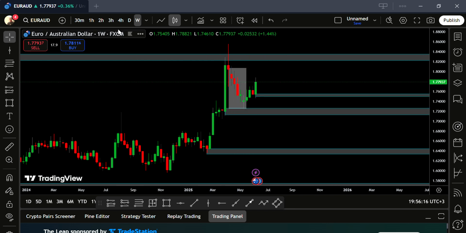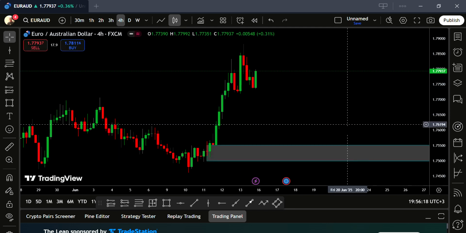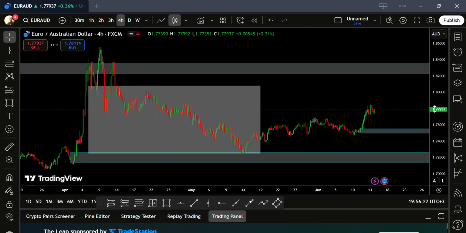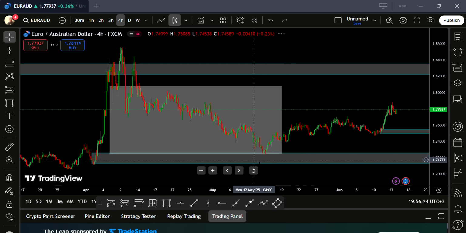So when you go to the 4-hour, you're looking for sell opportunities that are leading you to this demand zone. That is what you're looking for. Sell opportunities that are bringing you down to this demand zone down here. That is what you're looking for.